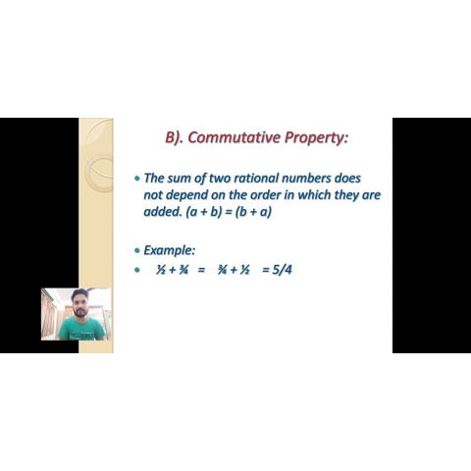For example, 1 by 2 plus 3 by 4 equals 3 by 4 plus 1 by 2 equals 5 by 4. We add A plus B or B plus A, and we have the same final answer. This is the commutative property in addition.